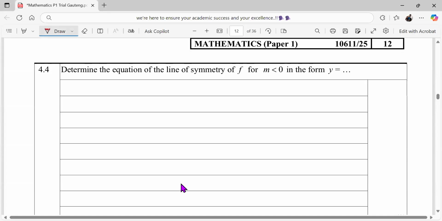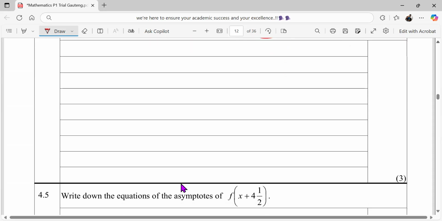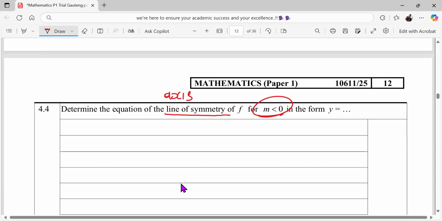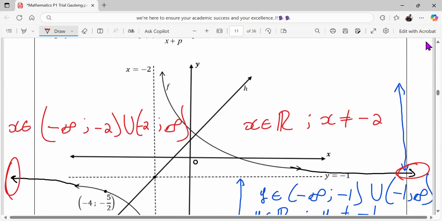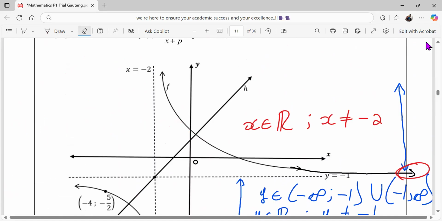And I really like this question. It says, determine the equation of the line of symmetry, or they could have said the axis of symmetry of the function f that has a negative gradient in the form y equals something. And this is for 3 marks. Well, that's fine.